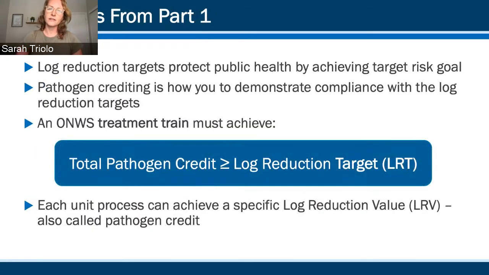So I just wanted to give a couple reminders of some of the key takeaways from part one 2 weeks ago. So we talked about how the log reduction targets are used to protect public health, the basis for those log reduction targets, and it's all about achieving that target risk goal. So whatever source water you're starting with, it's all about achieving that target risk goal for the end use.